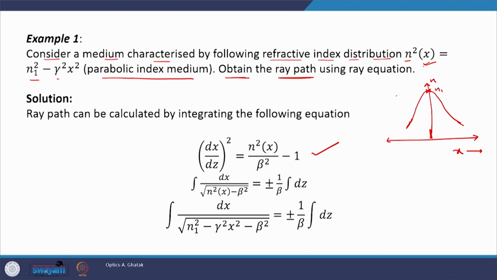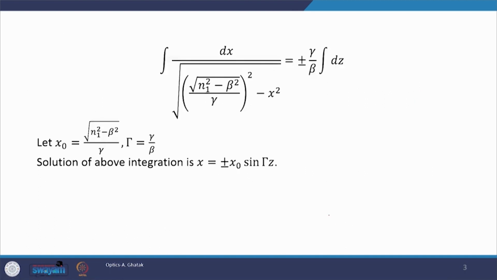to get the equation. We took the square root of the left and right hand sides and then integrated. The left hand side is the integration with respect to x, while the right hand side is the integration with respect to z. And here we substituted the expression of n square from the problem, and this is the final expression which has to be integrated. Now after a bit of mathematics we will end up with this expression.